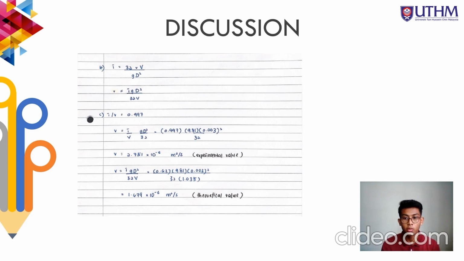Then we insert the experimental value of I over V, and we get 2.751 times 10 to the power of negative 6 meter squared per second. So that is the experimental value. The theoretical value is 1.679 times 10 to the power of negative 6 meter squared per second. Here we can see that the experimental value is higher than the theoretical value.